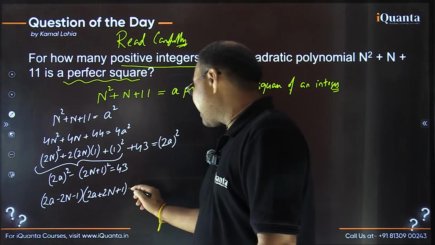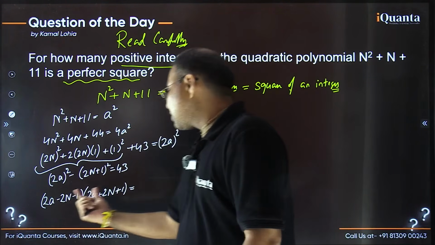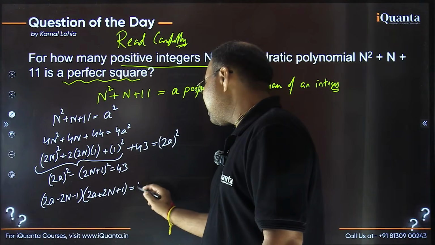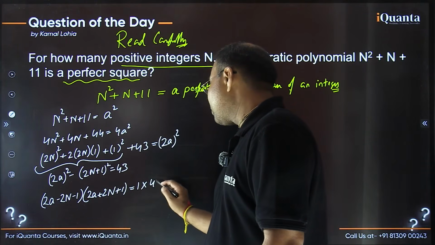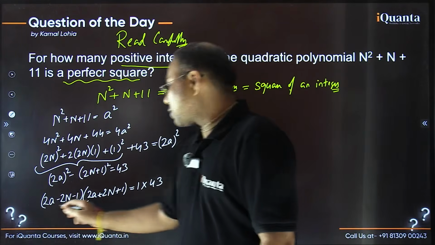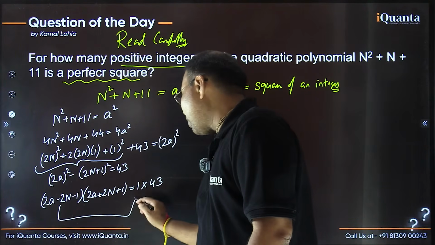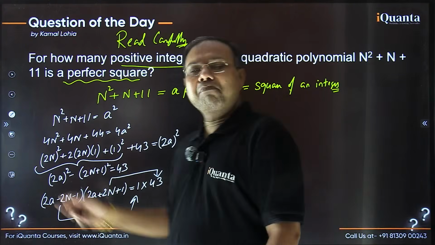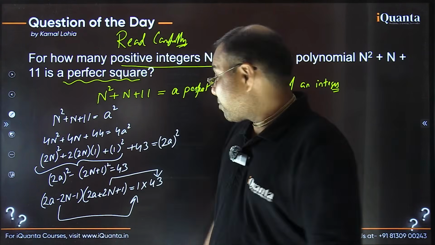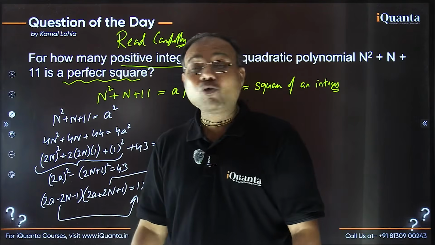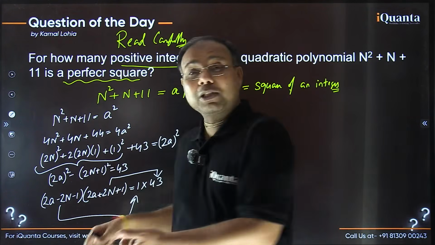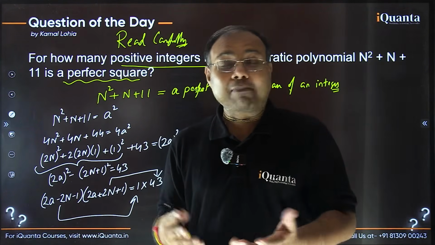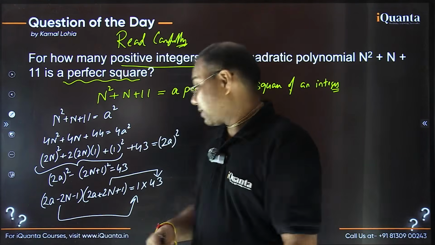So if this is so, clearly this is a smaller number, this is a greater number. So 43 needs to be broken like this, 1 into 43, right? So obviously this is the smaller integer, so this has to be equal to 1 and this second bracket has to be equal to 43. Now we can simplify this to find the possible value of n. I'm sure this is only one pair of two linear equations now. The quadratic we have broken down into a system of linear equations, right? And two variables a and n.